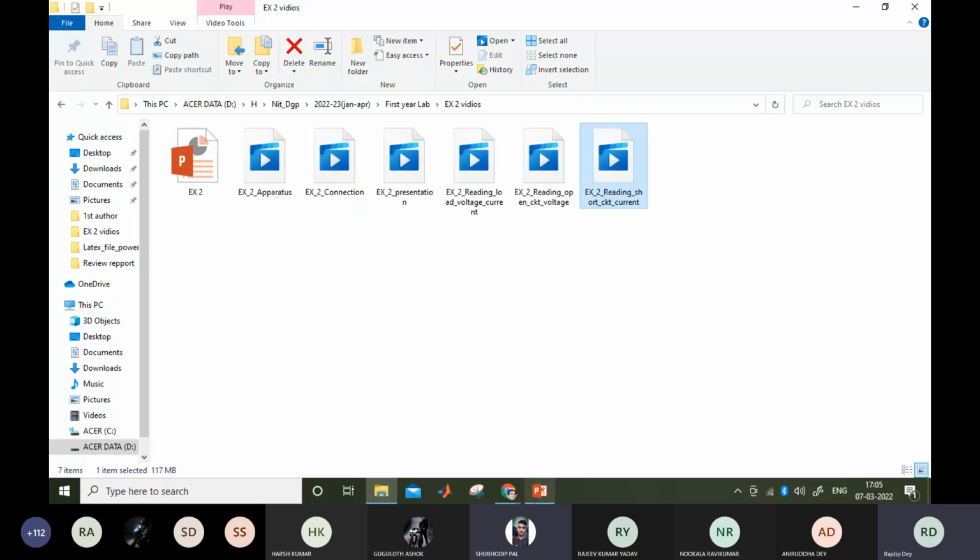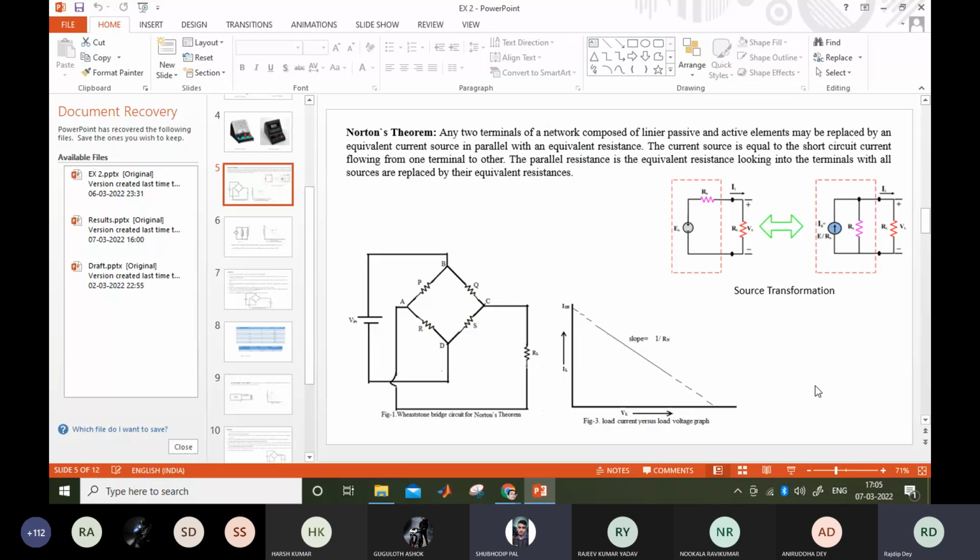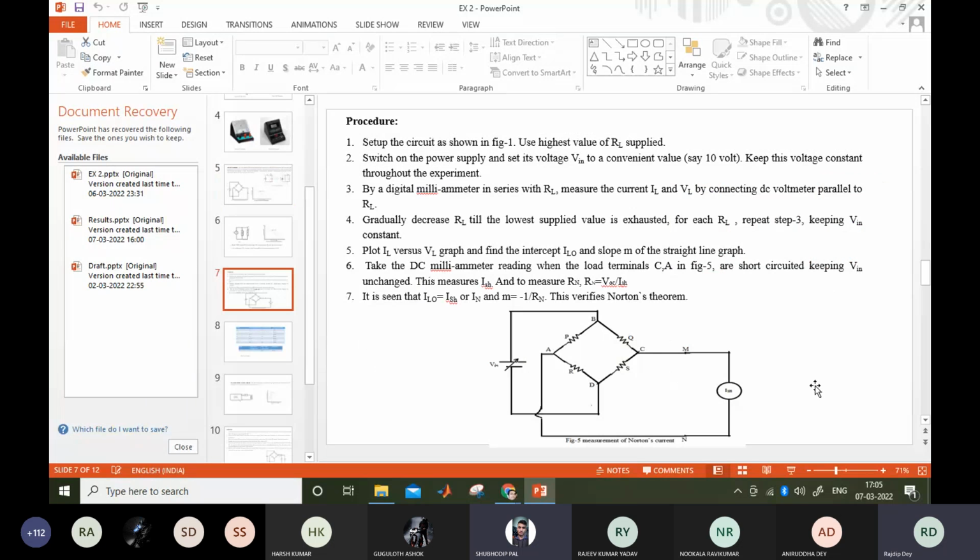Now the thing is, when we have calculated ISH and RN, then we can compare, and we can go for our last step. Here you can see step number 7. We have to see whether ILO, that is the interception of y-axis, will be equal to ISH or not, or whether OAM is equal to minus 1 by RN or not.